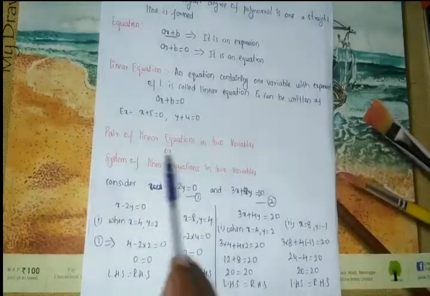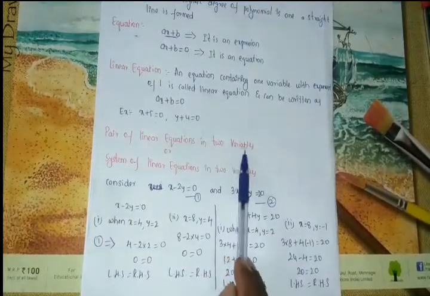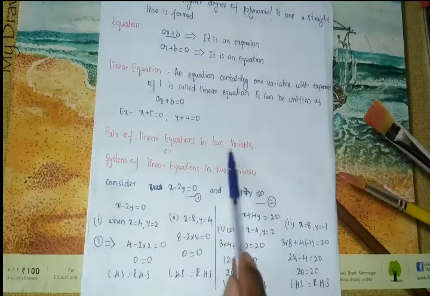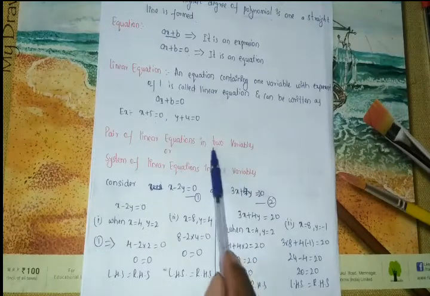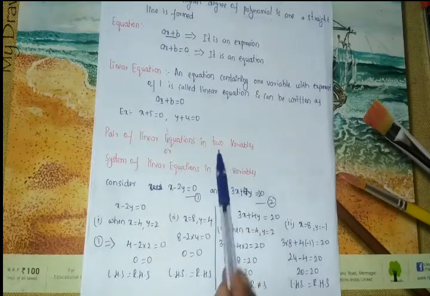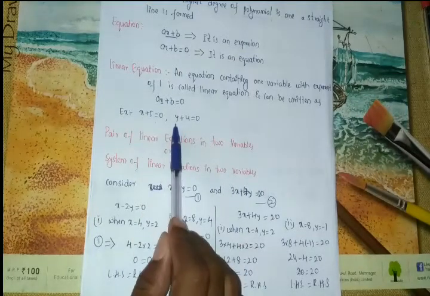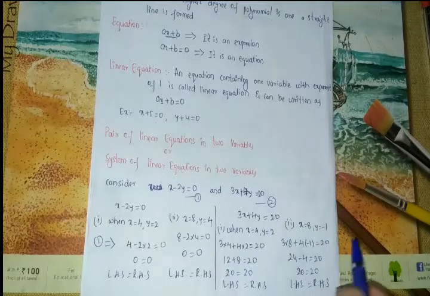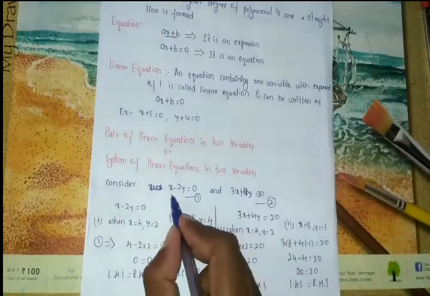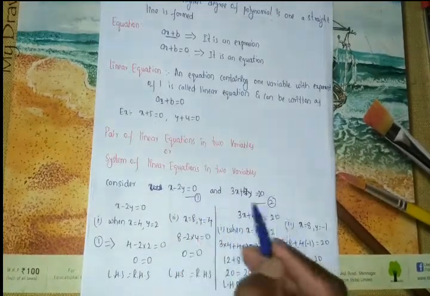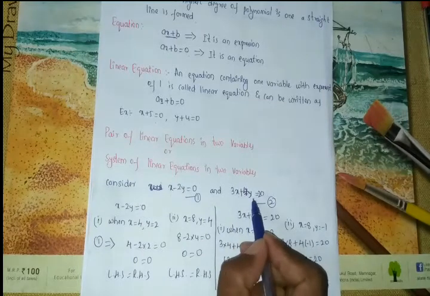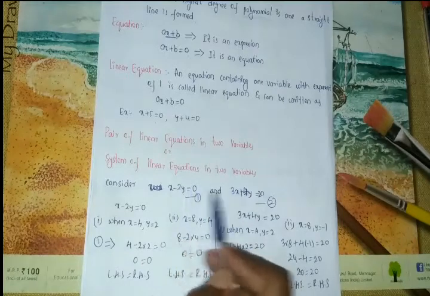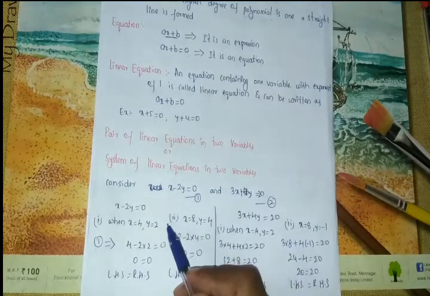Pair of linear equations in two variables, or it is also said as a system of linear equations in two variables. Here we are using the word two, so the variables are x and y. To understand this, let us take two individual equations. x minus 2y equals 0, one individual equation, and 3x plus 4y equals 20, another equation. Let me try to solve them separately and get their solutions.